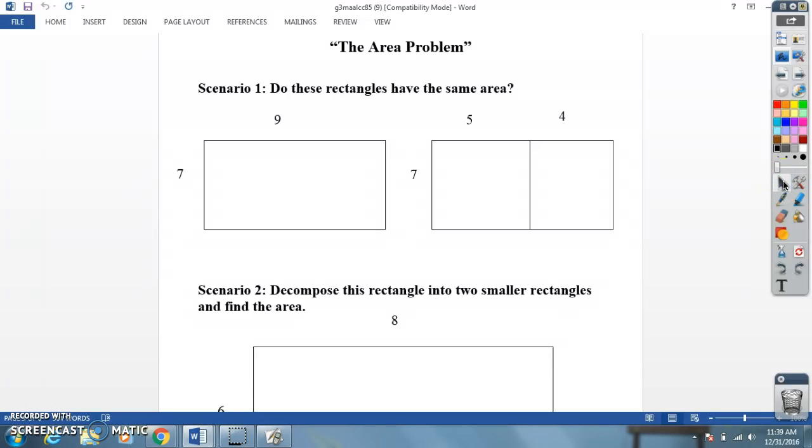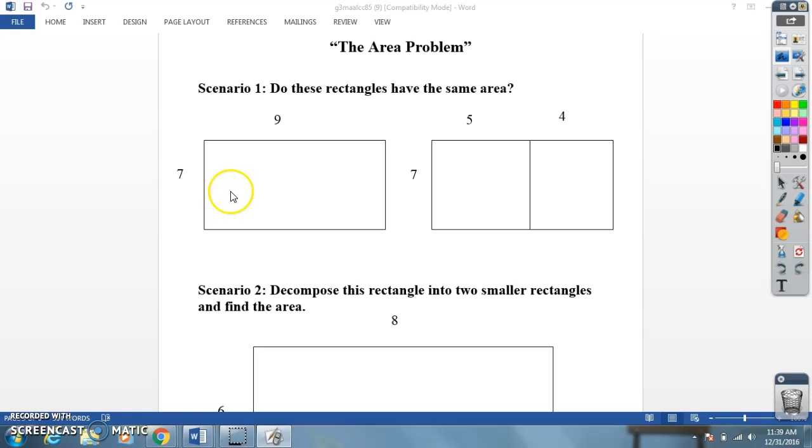Hi boys and girls. Today I'm going to talk to you about area using two different rectangles to see if they have the same area. Things you need to know, which we've already learned about, are multiplication and distributive property. This will help you with finding if two rectangles have the same area.